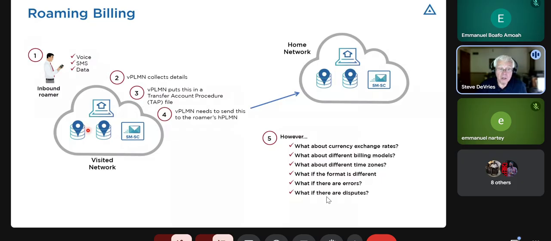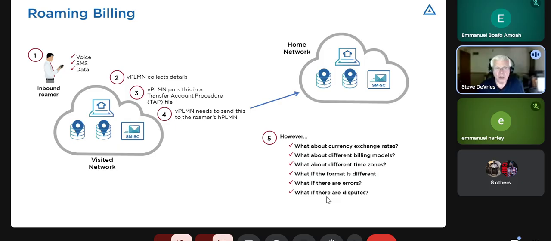We already know that the visitor register here will consult the home register here and ask for your profile, your subscription information, which it gives back to here. Now, once you're known, you can use your mobile phone for voice, for SMS, in some cases data. So the visited network collects this information. It collects what you use, how many times you use your short message service. It knows how often you're using it for your voice. It knows your data. It knows all of that.